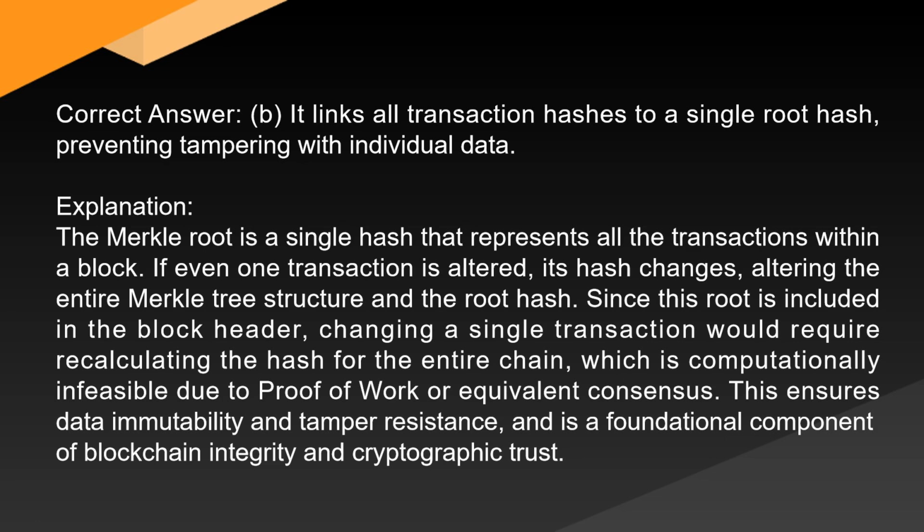Since this root is included in the block header, changing a single transaction would require recalculating the hash for the entire chain, which is computationally infeasible due to proof of work or equivalent consensus. This ensures data immutability and tamper resistance, and is a foundational component of blockchain integrity and cryptographic trust.